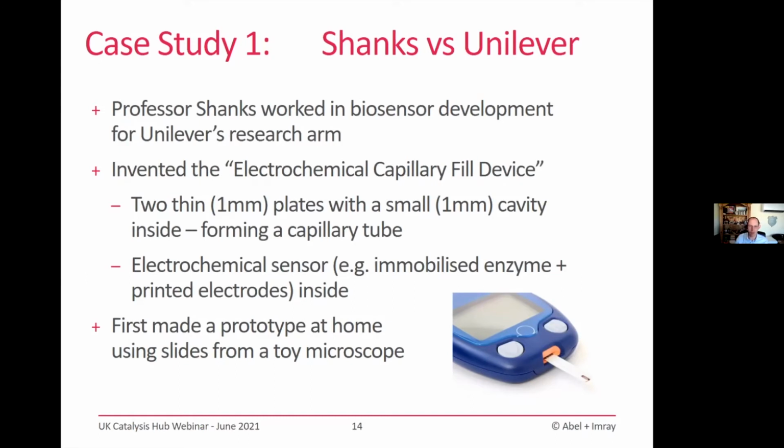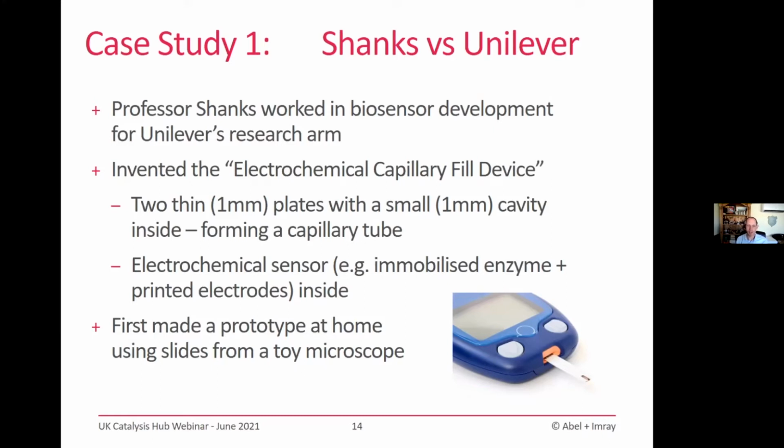That was all to do with inventor remuneration, inventor award for coming up with something. But I think the background to it does give quite a nice example of this coming up with technology and then licensing out the idea. So the background to all of this is that Professor Shanks was an employee of one of Unilever's various companies, and he was part of their research arm.